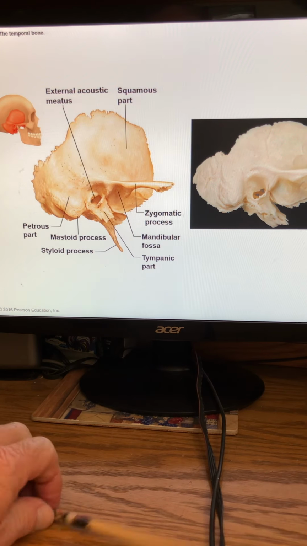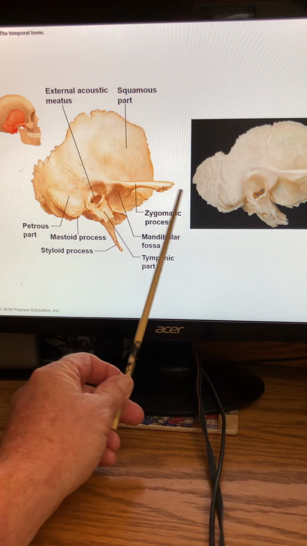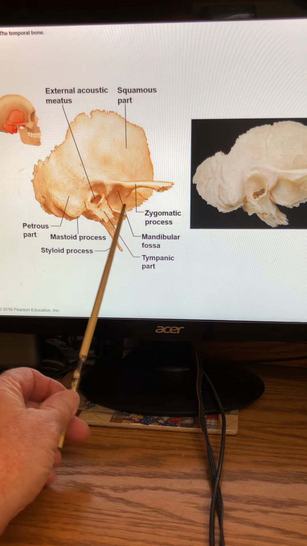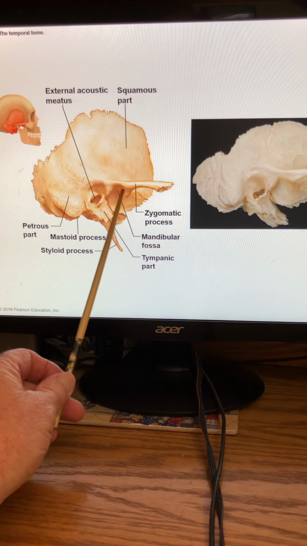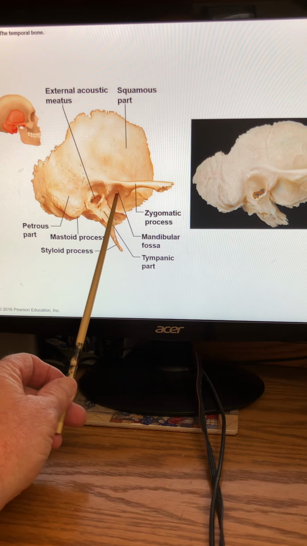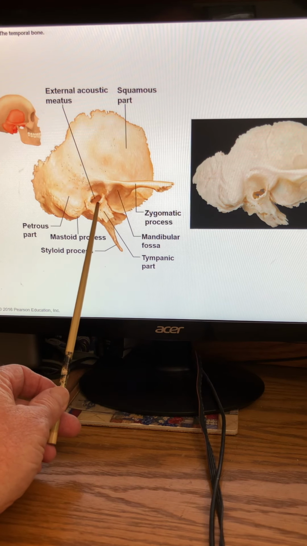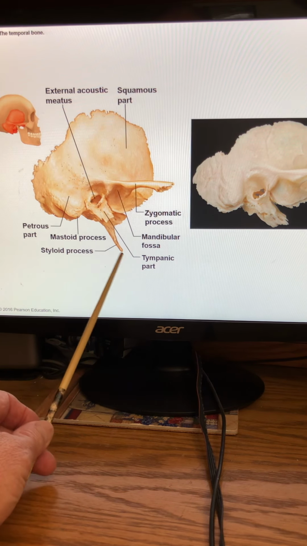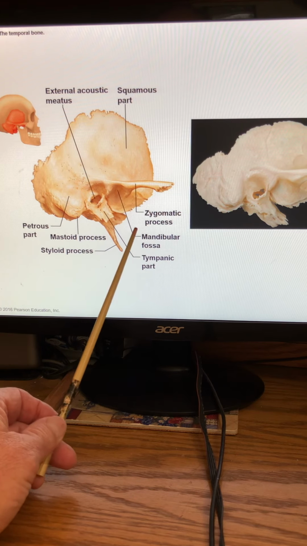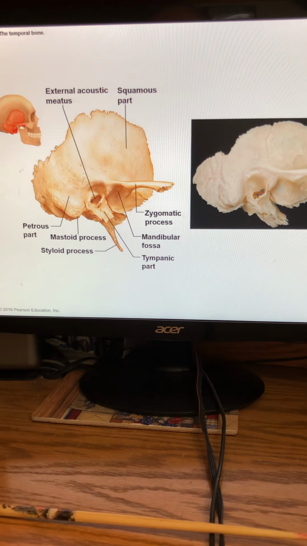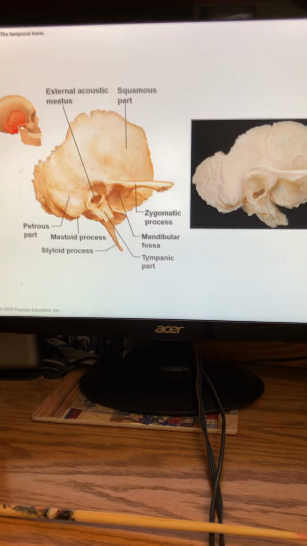So bone-wise, zygomatic process going to the zygomatic bone. The arch would be underneath that. The mandibular fossa is going to be that little cavity here. Posteriorly would be the ear hole, which would be the external acoustic meatus. The pointy thing sticking down is going to be the styloid process. And then the bump behind your ear is called the mastoid process.